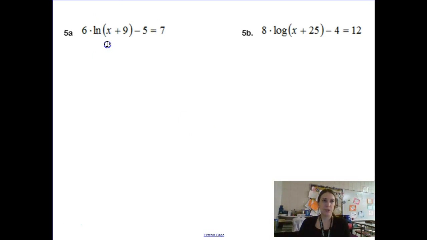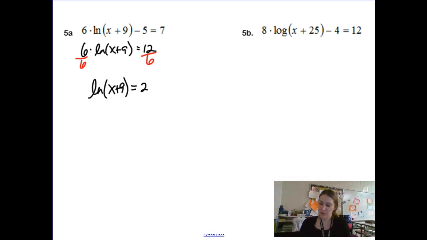So what's the base of a natural logarithm? That might be a good question for us to answer. So we're going to add the 5 over. So 6 times the natural log of x plus 9 equals 12. Still not quite isolated. Let's divide by 6. And we get the natural log of x plus 9 equals 2.